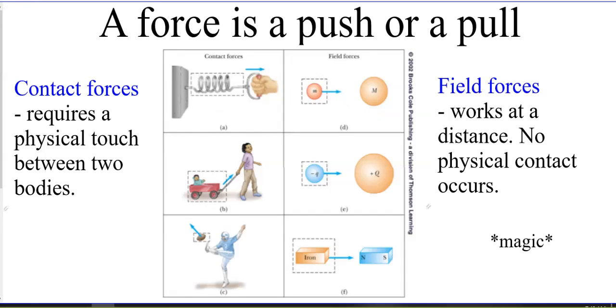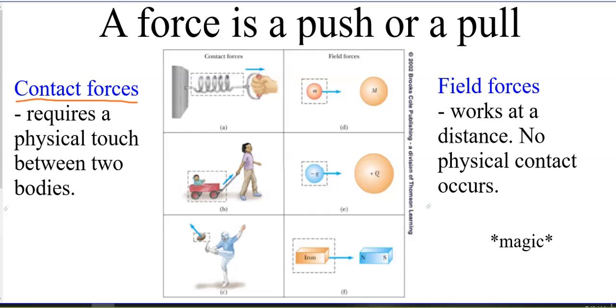So if you remember from Science 10, a force is a push or a pull. So there's two different main types. There's your contact force and there's your field force. Contact forces require some kind of physical touch between two bodies. So I've got a couple examples there, like kicking a ball, throwing a ball, pushing on a desk, pulling a wagon, pulling a spring, pulling a cable. Those would all be contact forces.